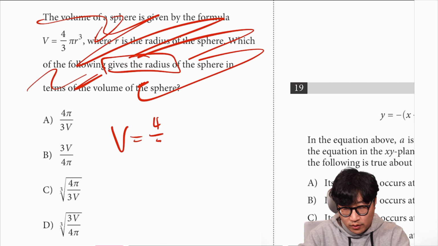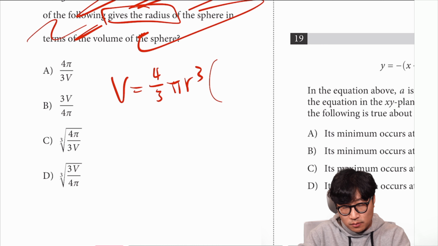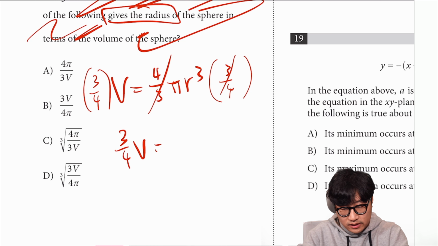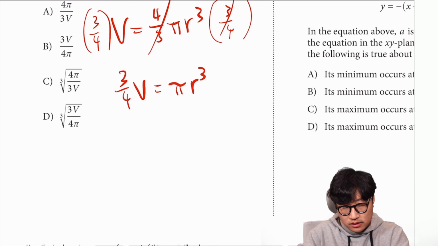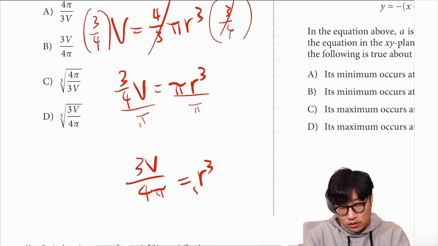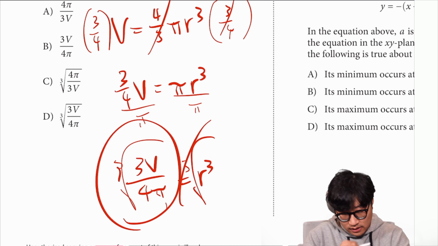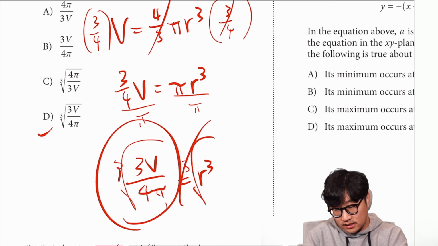V is equal to 4/3 pi r cubed. First of all, multiply both sides by 3/4 to cancel that 4/3. If you do that, 3/4 v is equal to pi r cubed. Let's go ahead and divide by pi on both sides, so that you get 3v over 4 pi, and that's equal to r cubed. Go ahead and take the cube root of both sides. And there you have something like this, which is answer choice D.